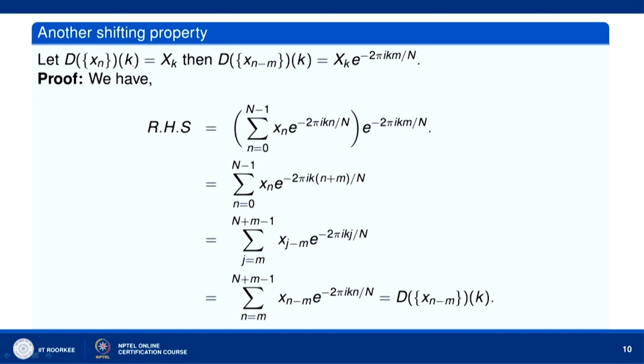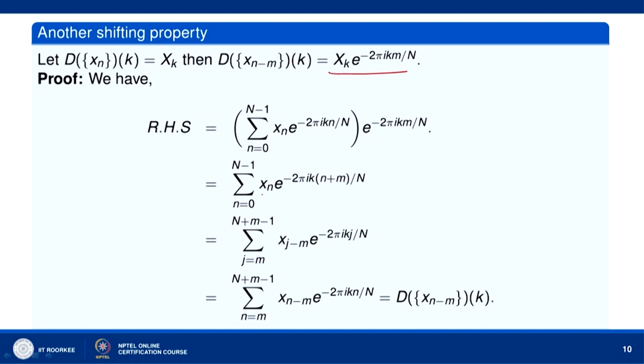Now, another shifting property. Suppose DFT of x_n at k is equal to X_k, then DFT of x_(n minus m) at k is equal to X_k e to the power minus 2 pi i km by N. Okay. Let us see how we get this. We use the right hand side; by definition of the discrete Fourier transform, it is sigma n equal to 0 to N minus 1 x_n e to the power minus 2 pi i kn by N, and we are multiplying it by e to the power minus 2 pi i km by N. So, then the summation is over n here.